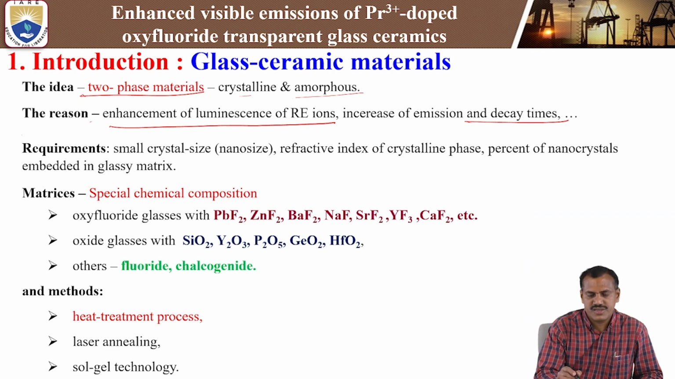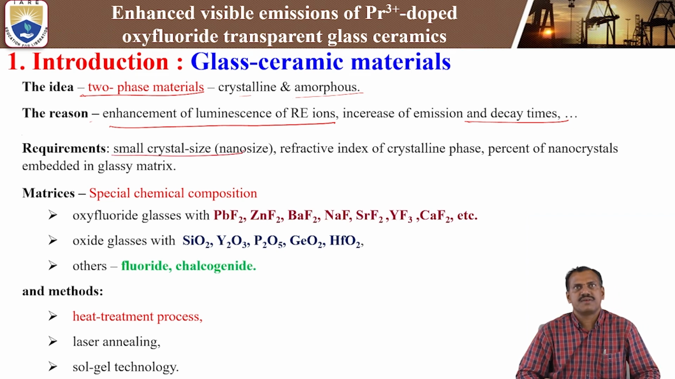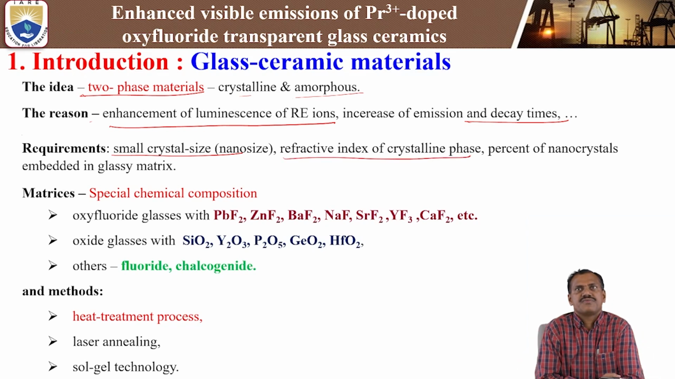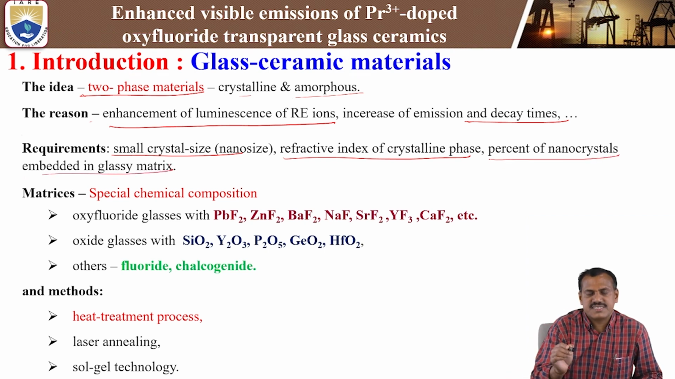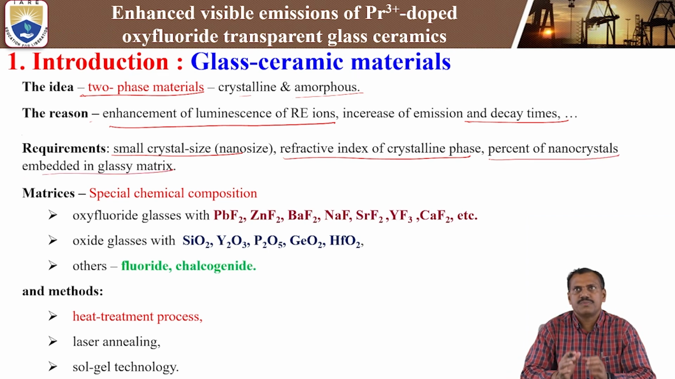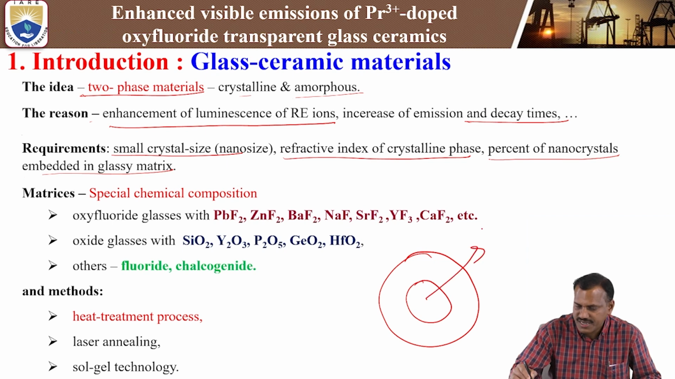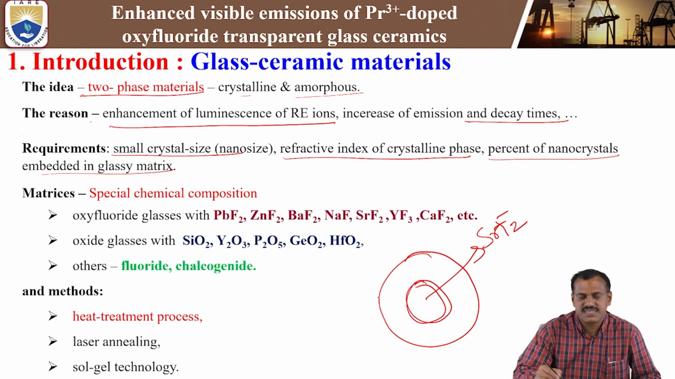What are the requirements to prepare transparent glass ceramics? First, a small crystal size: nano-sized particles need to be incorporated into the glassy material. Next is the refractive index of the crystalline phase. Next is the percentage of nanocrystals embedded in the glassy system, which is very important. How much volume, how much percentage of nanocrystals is embedded in the glassy system? In the case of strontium fluoride, how much strontium fluoride is occupied in this completely glassy material? How much portion?